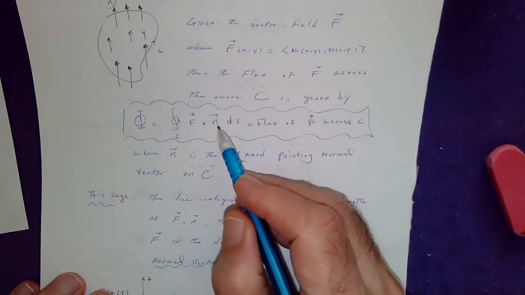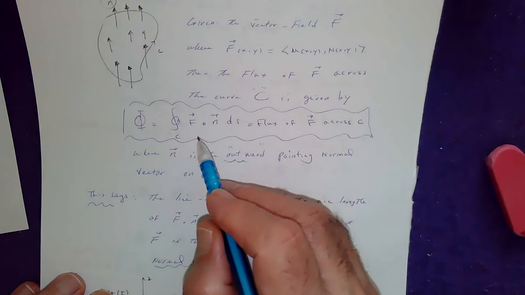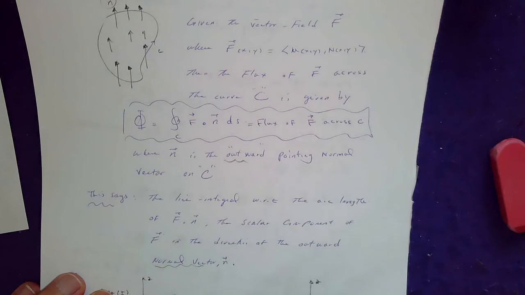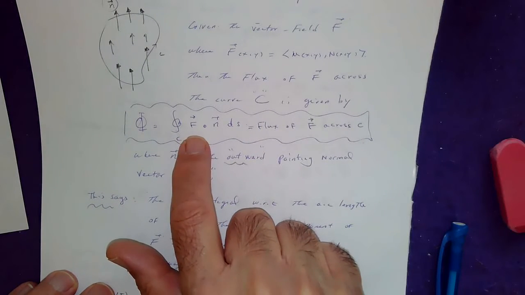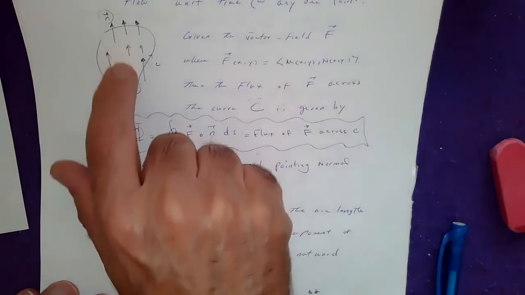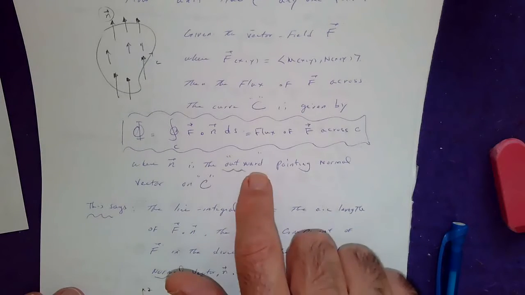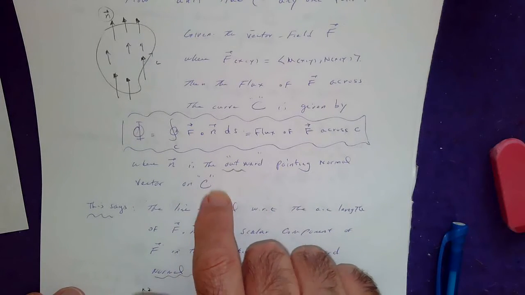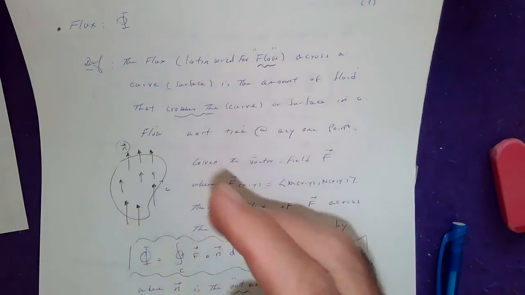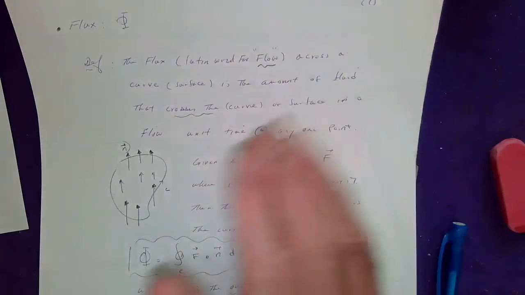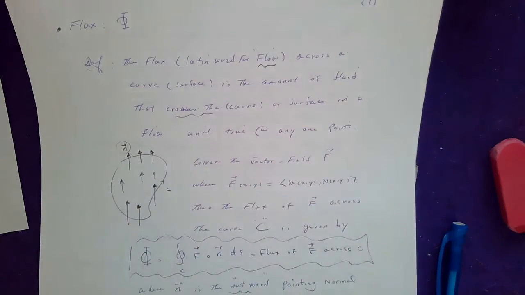Because of that, we need a normal component of the force, not tangential. Remember, the flow integral was about the line integral of the tangential component of the vector field. In flux, you have to take the normal component of the vector field. So that's why we need the outward pointing normal vector to the curve in order to find what is known as flux, which is the amount of fluid crossing the curve or surface, later on we'll do surface, per unit time. As I mentioned, like so many gallons per minute.